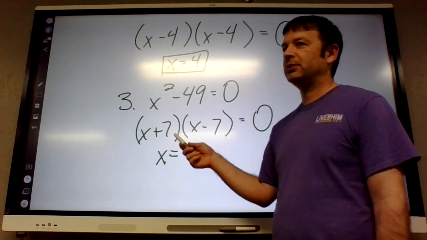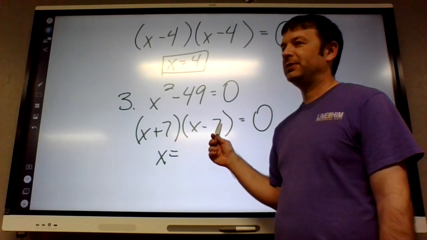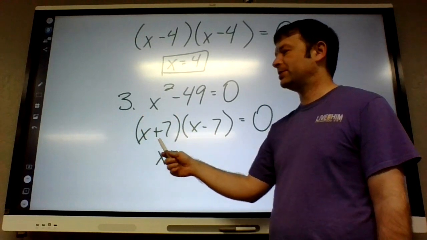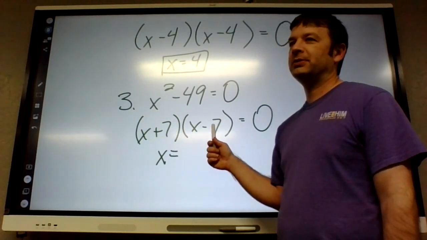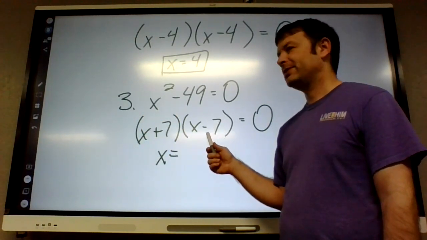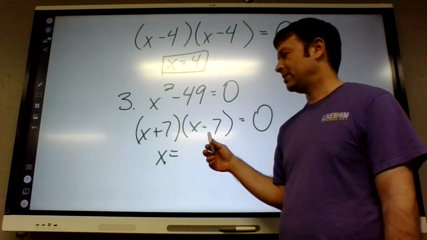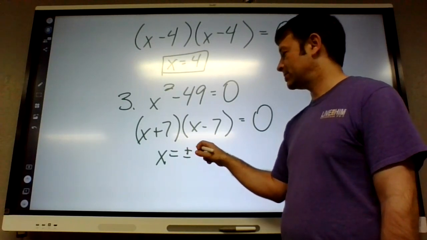Negative 7. Yes, this negative 7 will make this 0. And positive 7. Plus or minus 7, yeah.